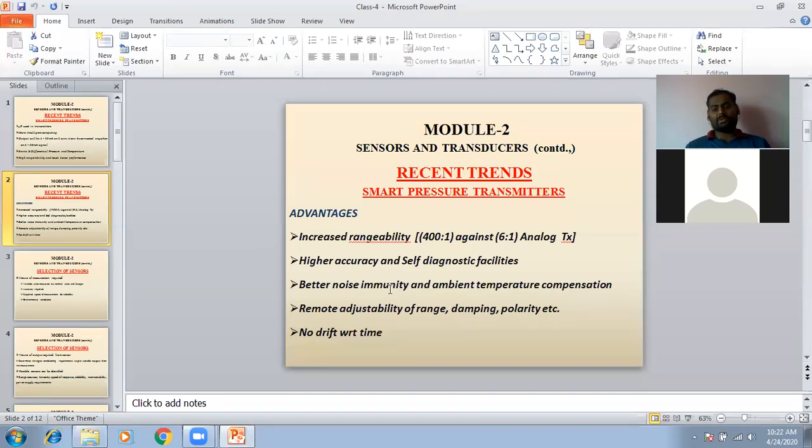If I use some kind of transducer for some other purpose, like sensing temperature, it will take into consideration the ambient or room temperature. But these smart pressure transmitters act as intelligent devices. They compensate for the room temperature automatically. There is also remote adjustability of the range. That means whoever is controlling from a remote location will be able to control any type of quantity and specify the range from the remote location. And there is no drift with respect to time. These are the advantages of smart pressure transmitters.